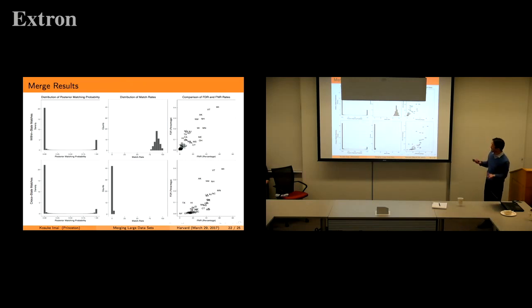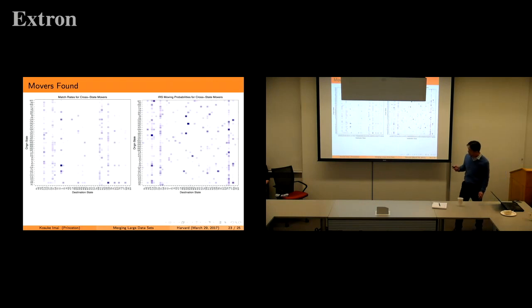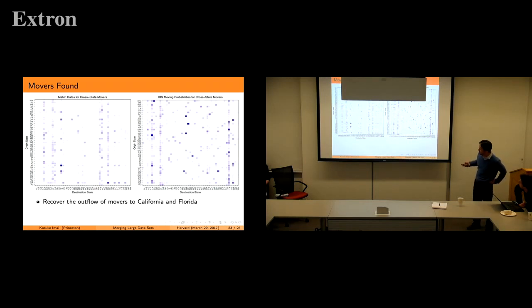Basically, okay, so that's the results. And here we try to plot the movers. On the y-axis is the state of origin, and on the x-axis is the destination. It's probably hard to see. This one is from our match rates, and on the right you see the IRS data. The correlation is about 0.3. We seem to recover the outflow of movers to California and Florida, but we seem to have a harder time finding movers to Texas than the IRS claims.